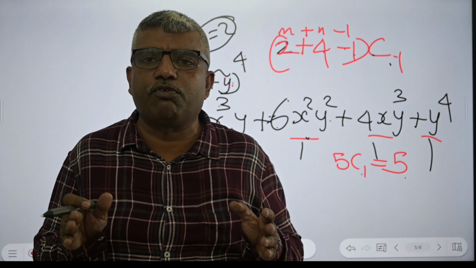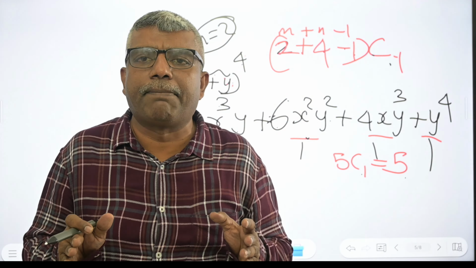So the number of terms, how to find out? (m + n - 1) C (m - 1). m is the number of terms inside the bracket, and n is the power.